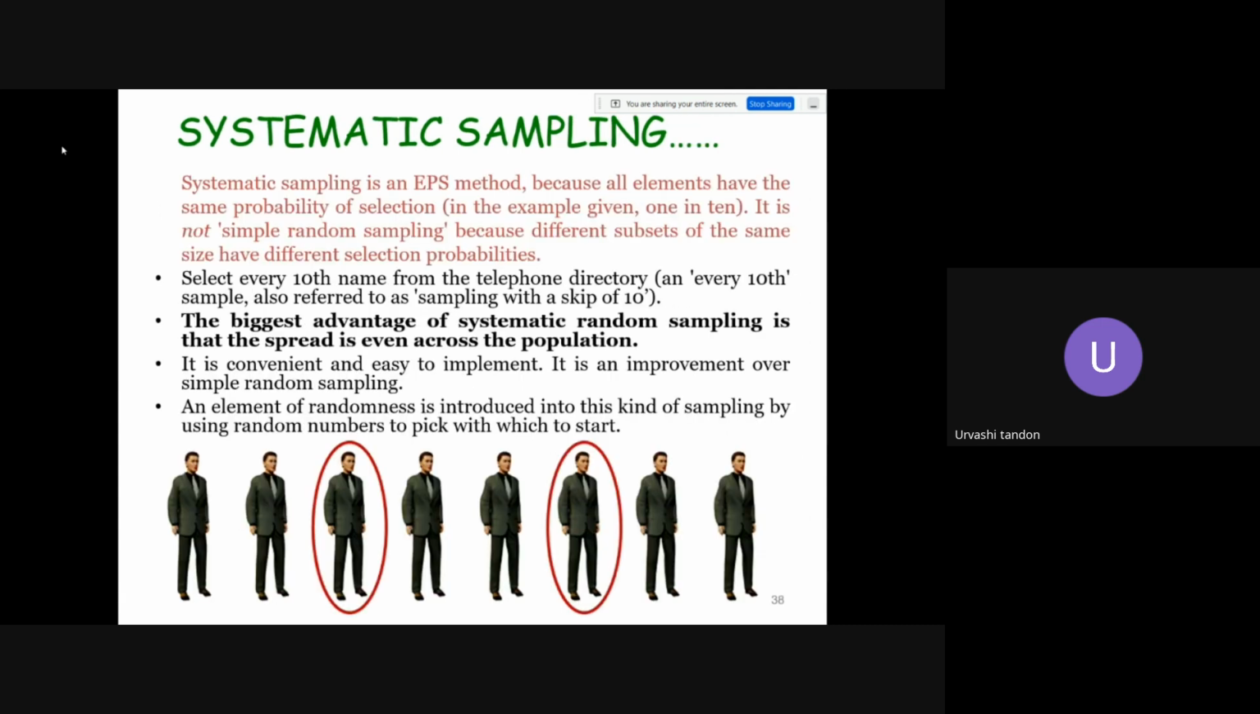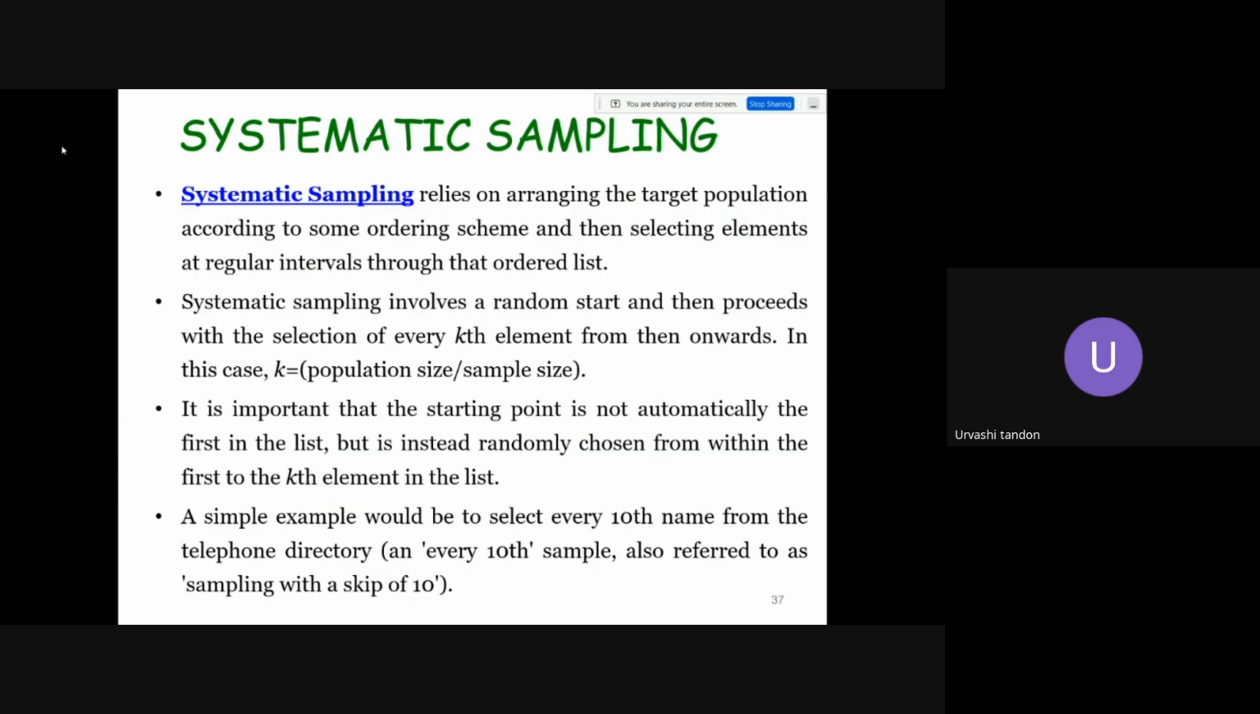But again, why is it random? The question is, when you are picking, where is the element of randomness? The element of randomness is here: the first number which you pick up is random, right? It involves a random start, in fact, right?